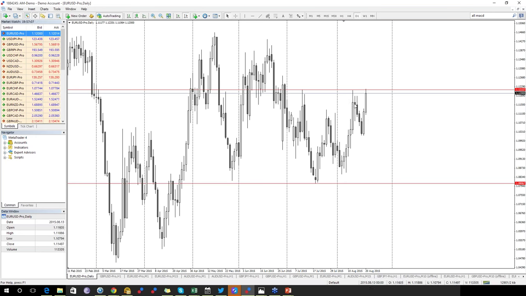For example, if you traded here, you knew that if this swing low hasn't been broken, okay, it could go up. And now it can go down, guys. Okay, it can go down.